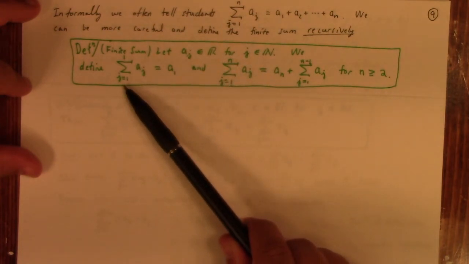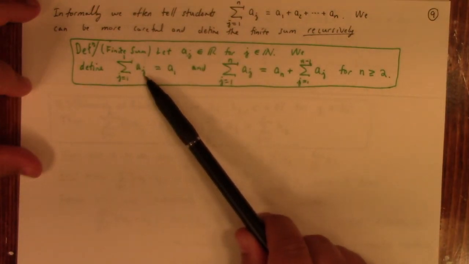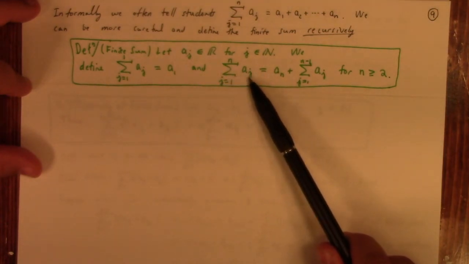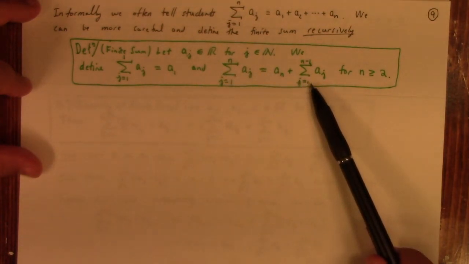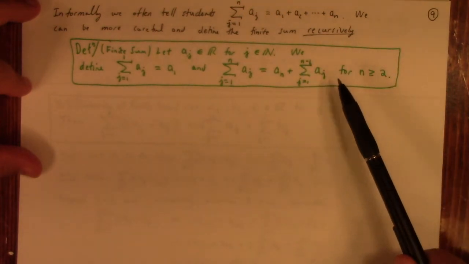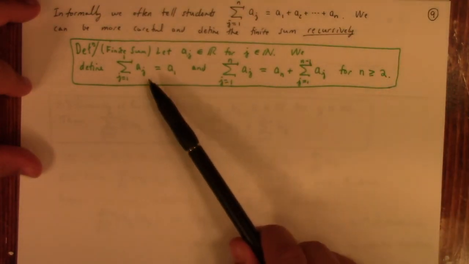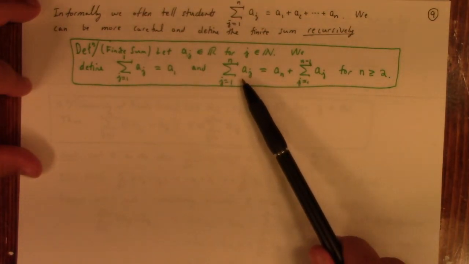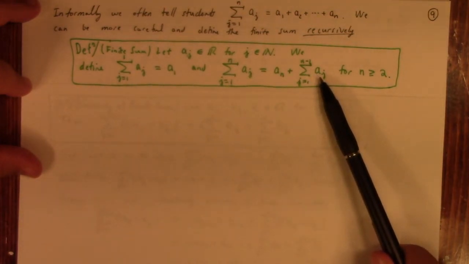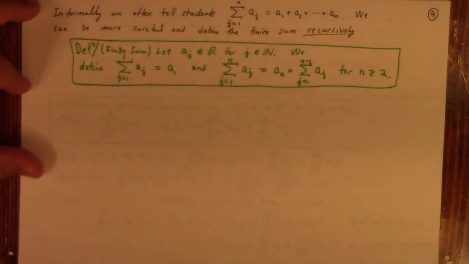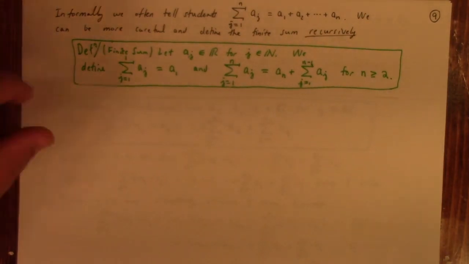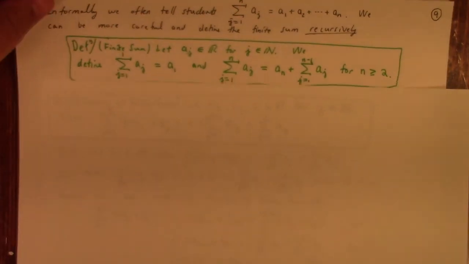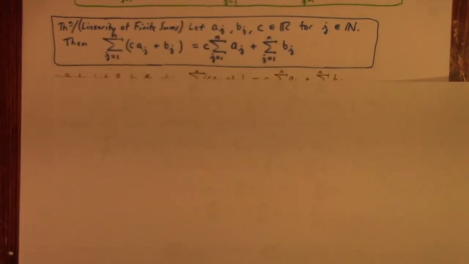You say the sum j equals 1 to 1 of a sub j is a1. And then you say that the sum j equals 1 to n of a sub j is a sub n plus the sum from 1 to n minus 1, for n greater than or equal to 2. So we're defining the nth one in terms of the n minus 1th one. That's a recursive definition. But once you have that definition carefully made, you can actually prove the things we usually assume about finite sums pretty easily.